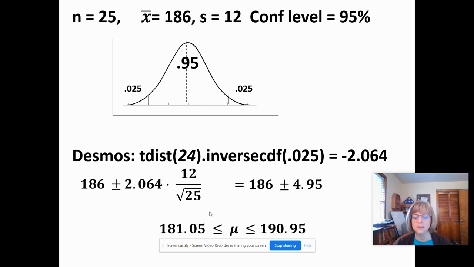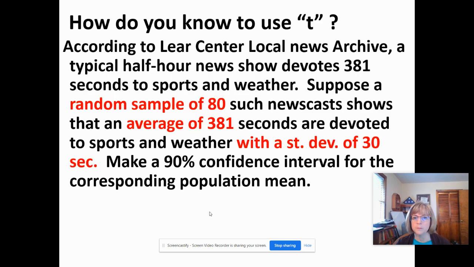And what that means is the average cholesterol level is somewhere between 181.05 and 190.95. These confidence intervals do not give you any information about individual cholesterol levels. They only give you information about averages.